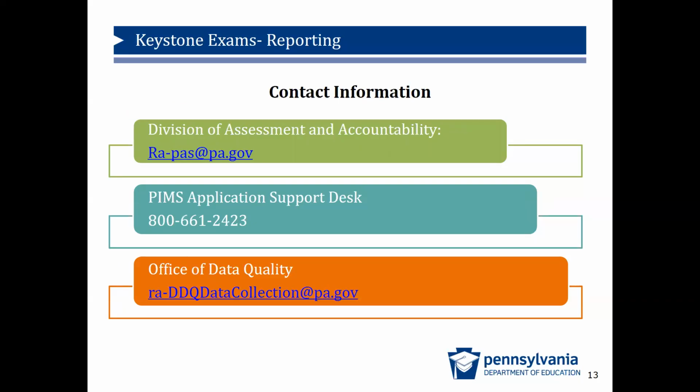A list of contacts are provided if you have any questions or need clarification. The Division of Assessment and Accountability can be reached at ra-pas@pa.gov. Please call 800-661-2423 to get assistance from the PIMS Application Support Desk. Lastly, the Office of Data Quality can be emailed at ra-ddq-datacollection@pa.gov.